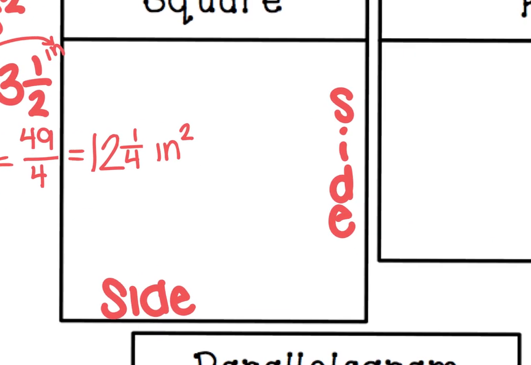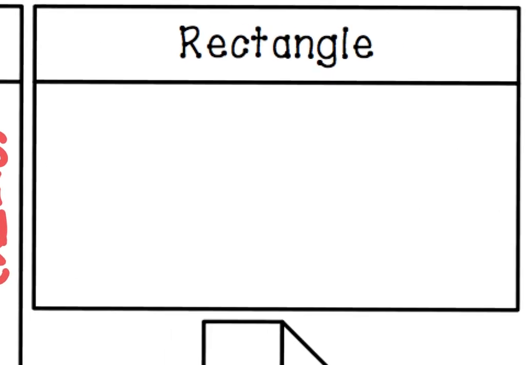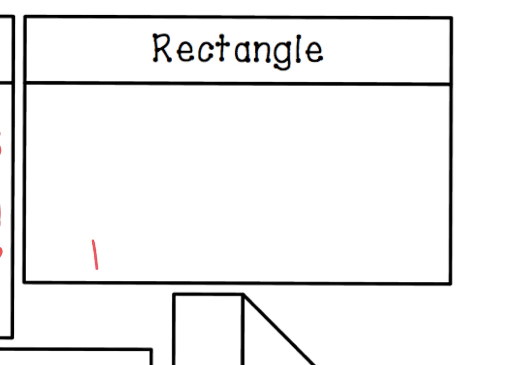All right, let's do rectangles. We'll do a little practice and then you can start your homework. So on a rectangle, our side lengths are no longer the same, so we can't call them side and side because they're not the same. Typically, we label our longer side as the length and our shorter side as the width. So our dimensions that we use in a rectangle are length and width.